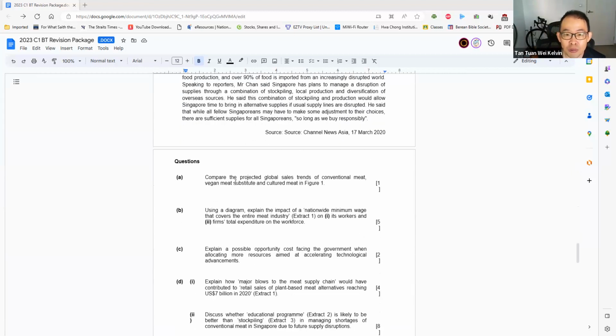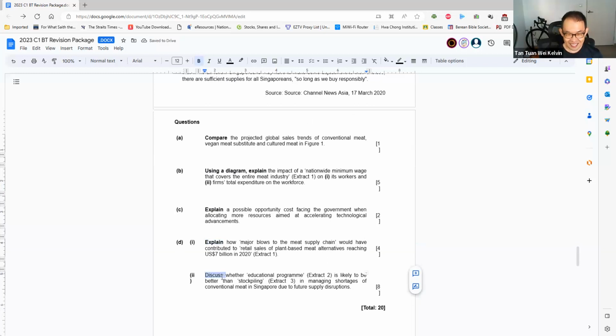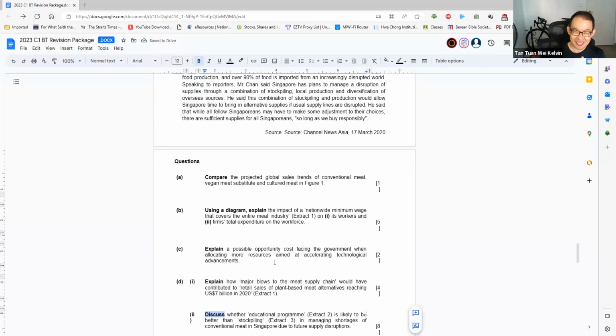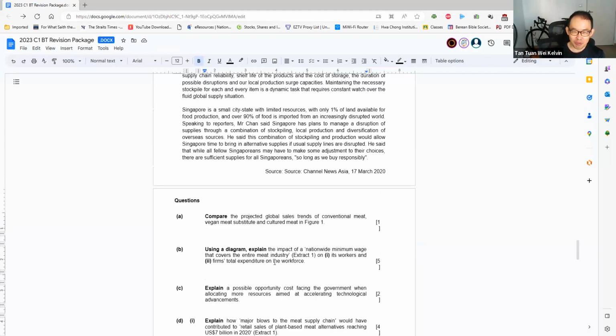As usual, let us highlight the command words. Compare. Using a diagram, explain, and discuss. Just like your coming CSQ, it is 20 marks, so there's only one higher order skill question, which is the last one. It's very straightforward.